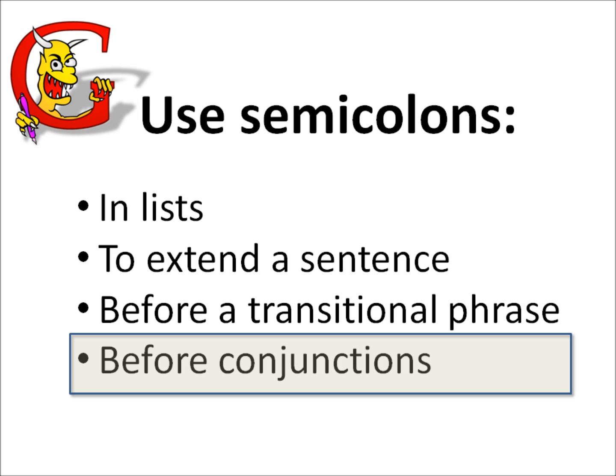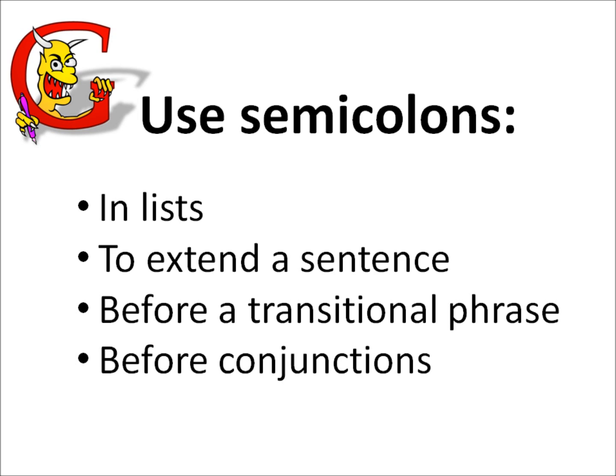In summary, semicolons can be used as the separators in lists when the list items themselves contain commas. They can be used to extend a sentence, or to put that another way, they can be used to merge 2 sentences when the second sentence is very closely related to the first and you want to control the flow of text. Very closely related to that, they can be used before a transitional phrase, again when you want to control the flow of text from the first sentence into the second sentence. Or if you're feeling a little bit Victorian, a semicolon can also be used before a conjunction.